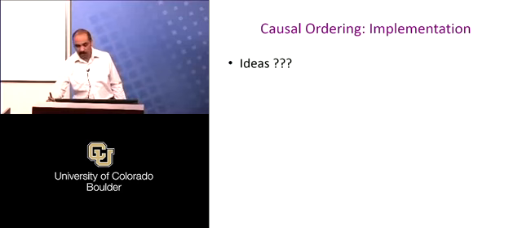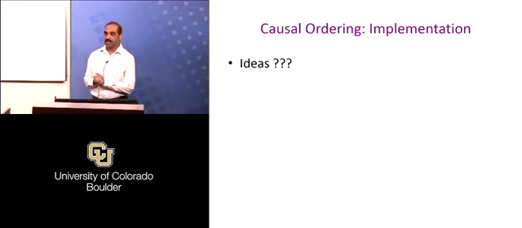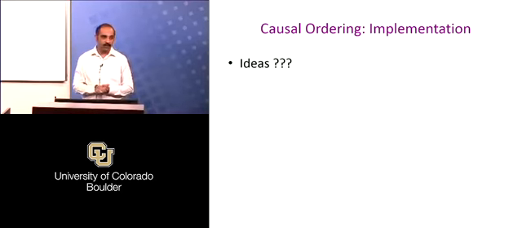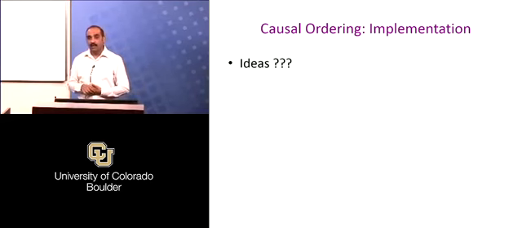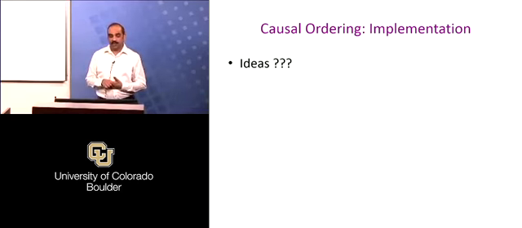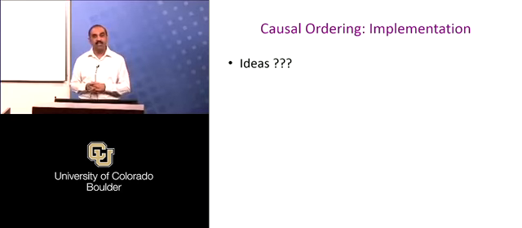So how can we implement causal order? Any idea? Some basic things we can do to implement causal order. There was a lot of research activity in this area, causal order and total order, in the late 80s and early 90s, maybe until even the mid 90s. But most of the distributed computing systems today incorporate some version of causal ordering and total ordering.